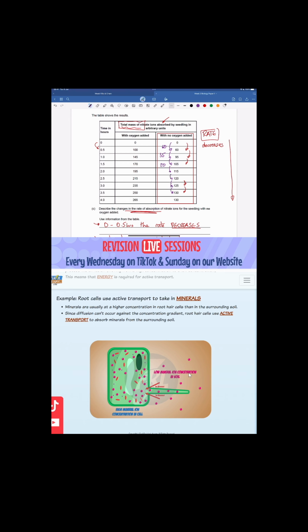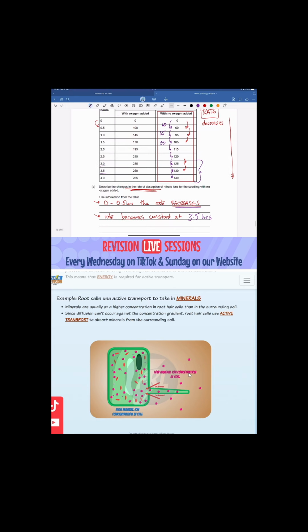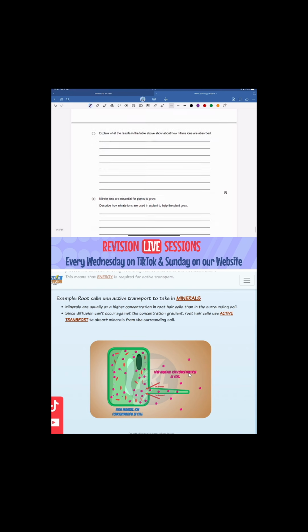So this question is kind of here to trick you. So that's why we say the rate decreases, but the rate becomes constant at around here. Can you guys see the rate is barely changing? It's staying around 130, isn't it? So you could say either after 3 hours or 3.5 hours. Around 3.5 hours. Yeah. Good. I think this is, yep, we're on to the last question.